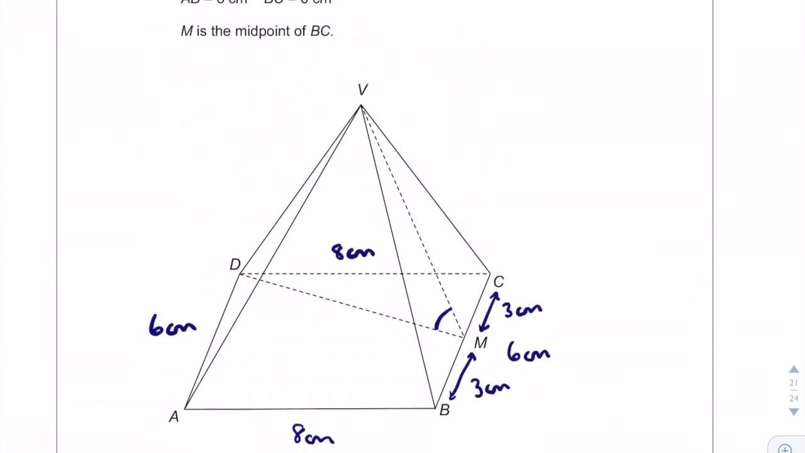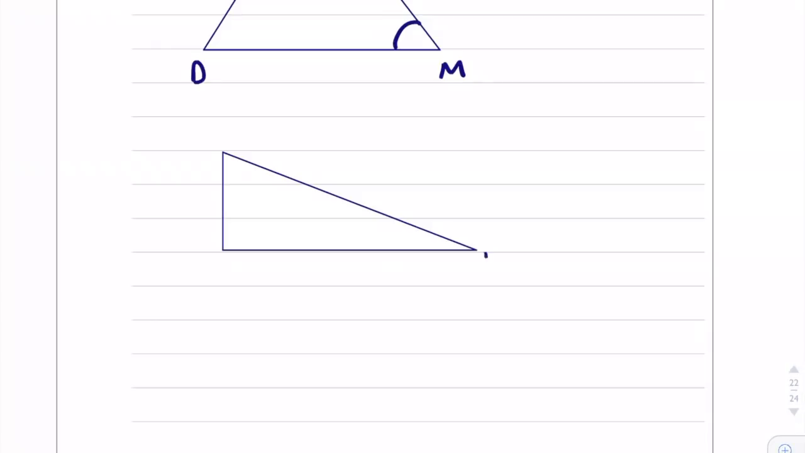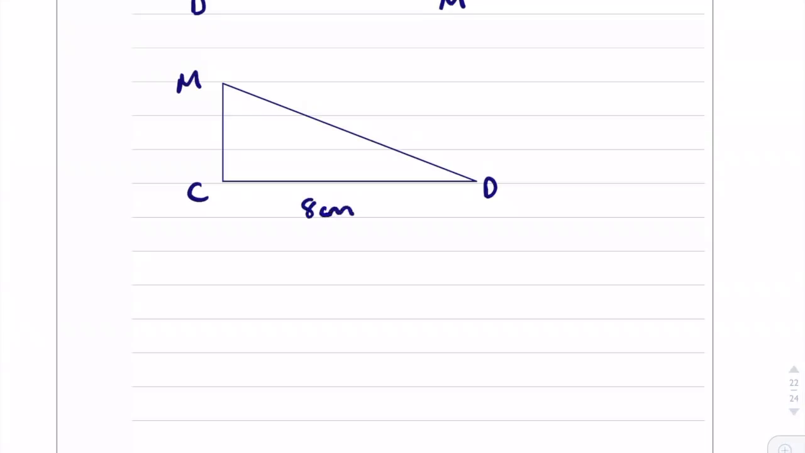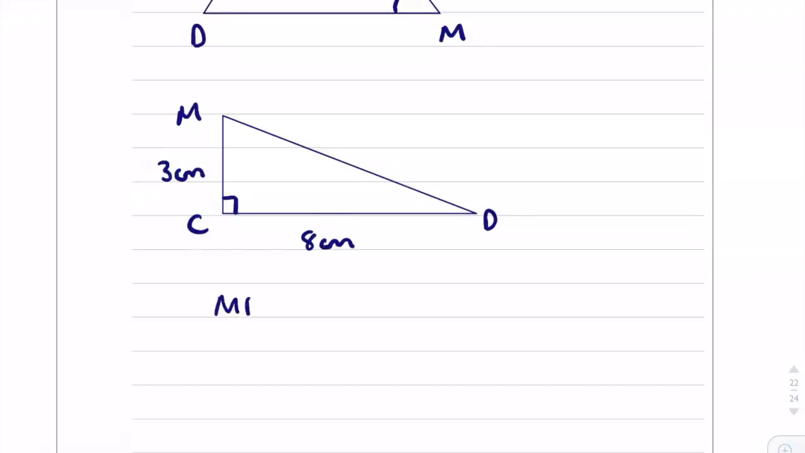But if we look at this diagram, we can figure out what the length of DM is by using Pythagoras' theorem. Because if we look at the triangle DMC, which I'll draw here, so that's D, that's M, and that's C. We know DC is 8 centimetres, and MC is 3 centimetres. And MC is perpendicular to CD. So we can use Pythagoras' theorem to work out the length of MD. So MD equals the square root of 8 squared plus 3 squared.